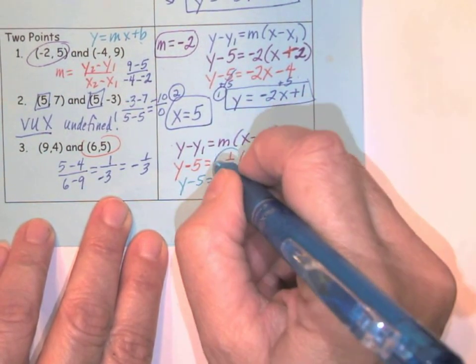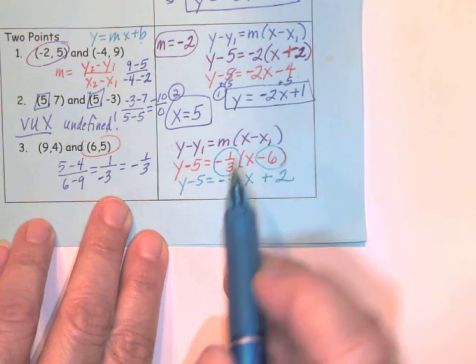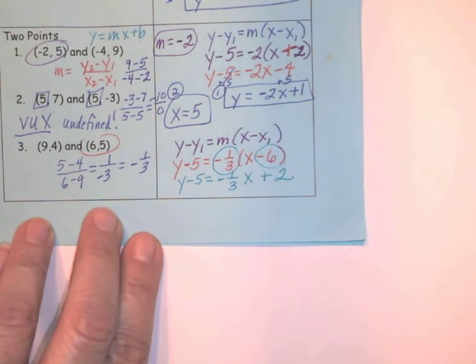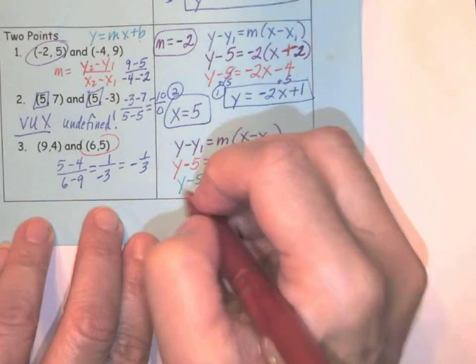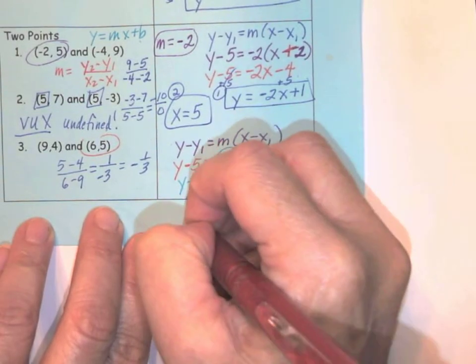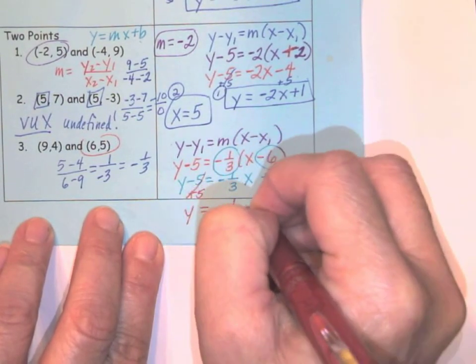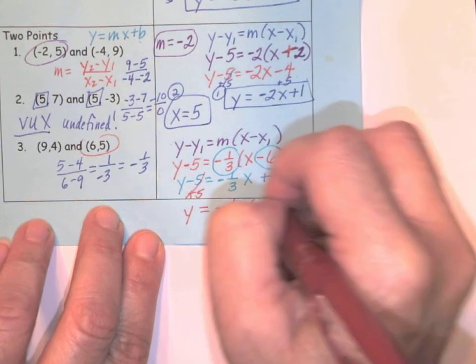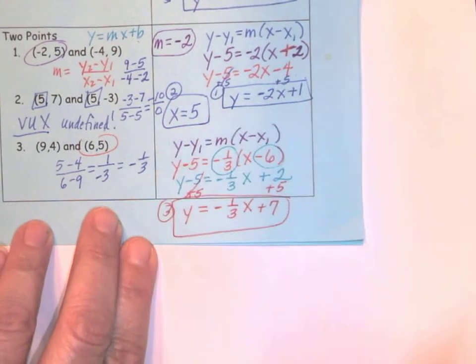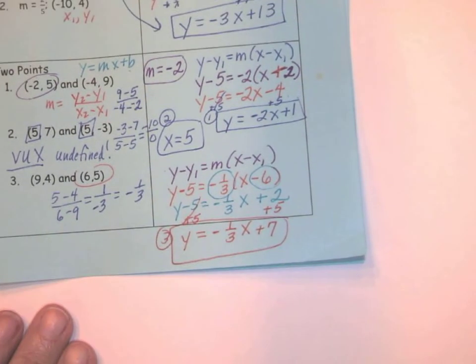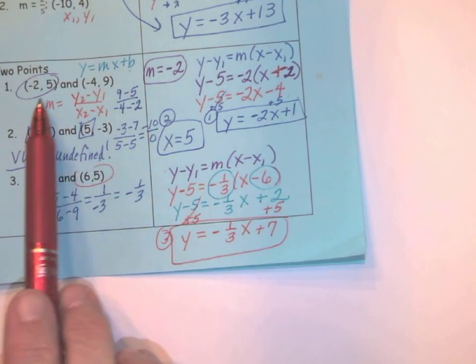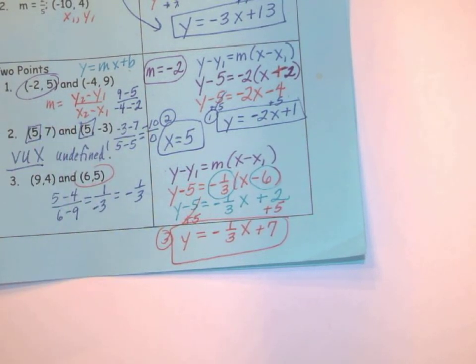Like I said, be sure and let Mr. Calculator help you if you can't recall how to do this. Negative 1/3 times negative 6 will get us positive 2. And then I need to get rid of this 5 to get y by itself. What I do to one side, I do to the other. Here's my equation for number 3. Y equals negative 1/3 x plus 7. So I found the slope first. Then I picked either point and used point-slope form.